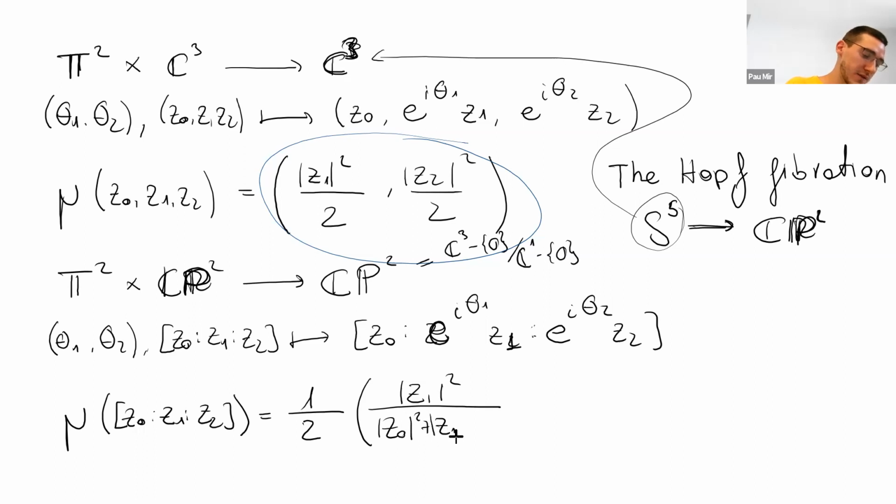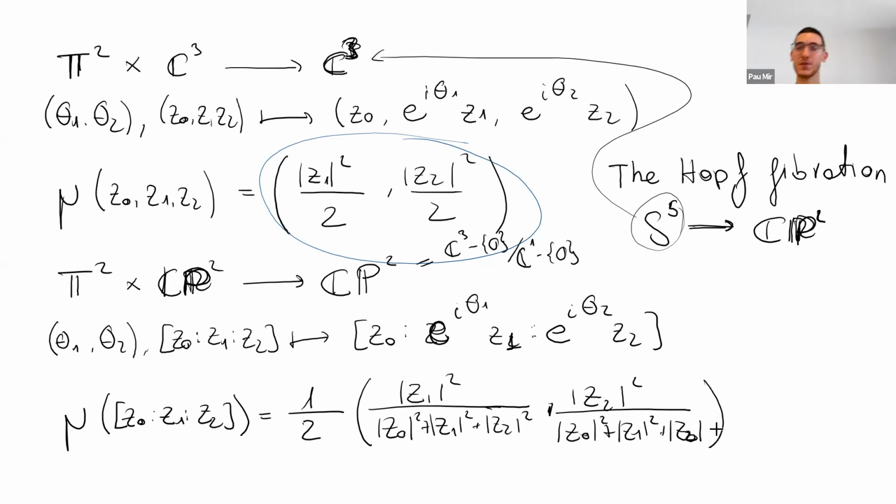So it's a kind of normalization, as I said. So we would have this moment map for this action on CP2. Now let's take a look at this moment map. Let's find the fixed points of this moment map.